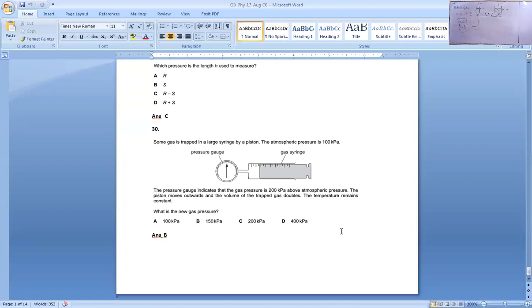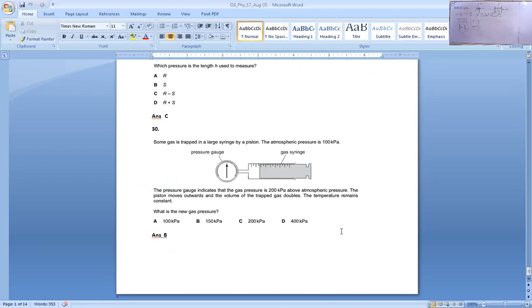Number 30. Some gas is trapped in a large syringe by a piston. The atmospheric pressure is 100 kilopascal. The pressure gauge indicates that the gas pressure is 200 kilopascal above atmospheric pressure. It means it shows 300 kilopascal. So initial pressure is 300 kilopascal.